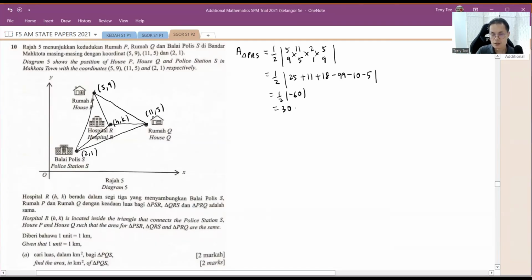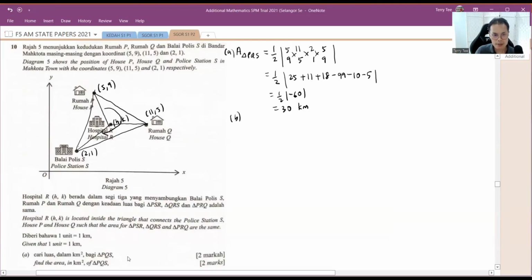Answer is 30. Okay. So now remember, if you choose the coordinates P, Q, S in the clockwise direction, then your answer will be negative, sorry. If you choose in anti-clockwise direction, then it'll be positive. So we just take the modulus of it, if you like, right? Because area can't be negative. So we just take the answer as positive 30. All right. So first part done.